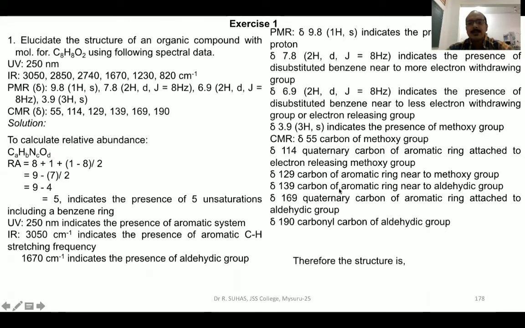So coming to CMR, as I said, this carbonyl carbon will have the highest deshielded value, 190. The least will be for the methoxy CH3 of the methyl. The rest will be for the aromatic carbons. So based on this, the structure can be predicted like this. So this is the structure of para-methoxy benzaldehyde.